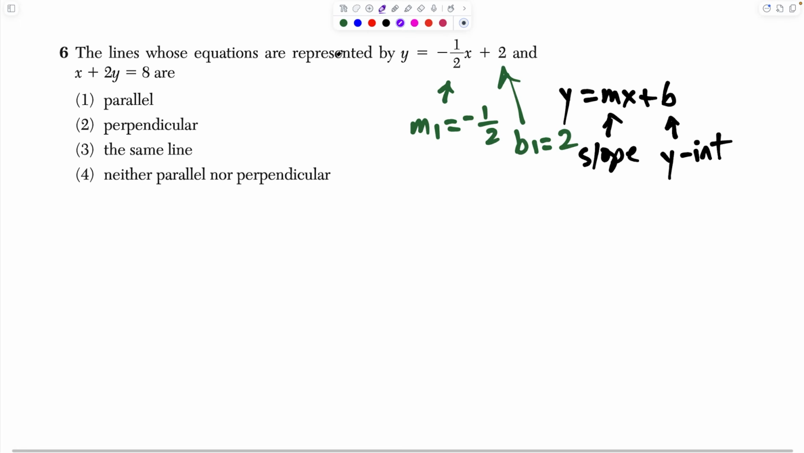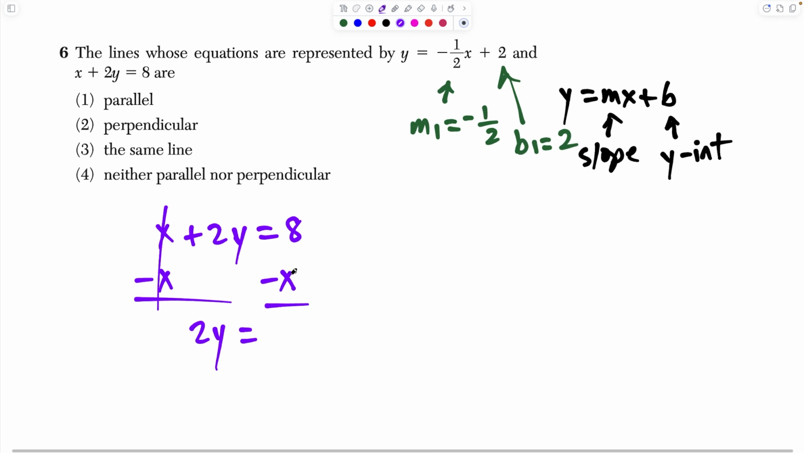But the next line they gave us is not in y equals mx plus b form, so we should solve this equation for y. We could start by going minus x on both sides, so we subtract x on the left and right side. X minus x cancels, and then we have 2y equals -x, and we have a +8, but we actually have to write the +8 here, like this. Now with this step, to solve for y, just divide each term by 2. So we're dividing everything by 2.